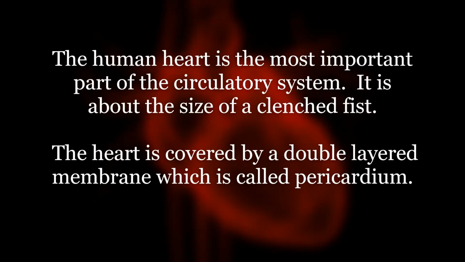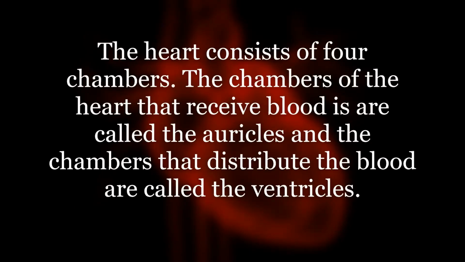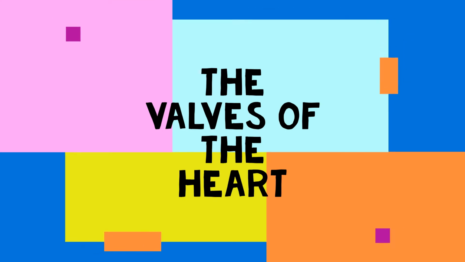The human heart is the most important part of the circulatory system. It is about the size of a clenched fist. The heart is covered by a double-layered membrane which is known as pericardium. The heart contains 4 chambers. The chambers of the heart that receive the blood are known as auricles and the chambers that distribute the blood are known as ventricles. Now we will talk about the valves of the heart.